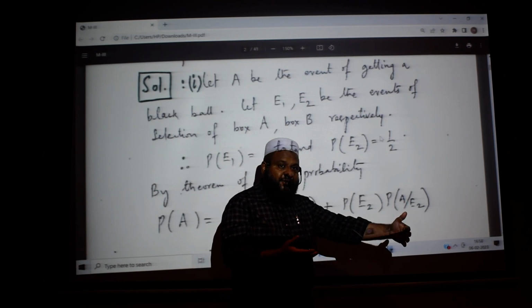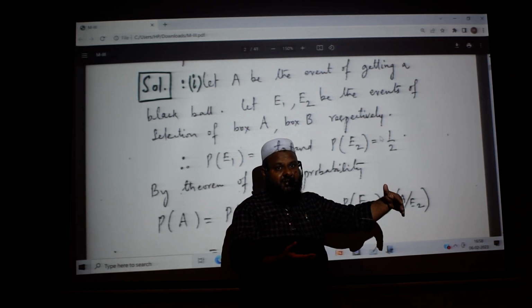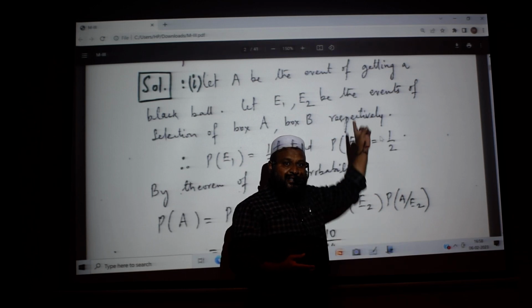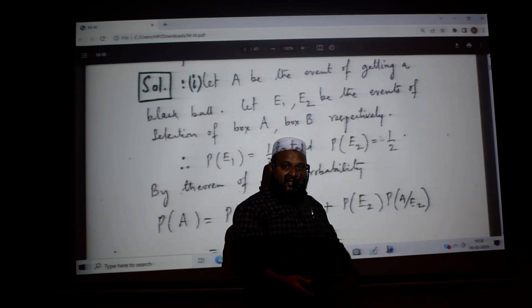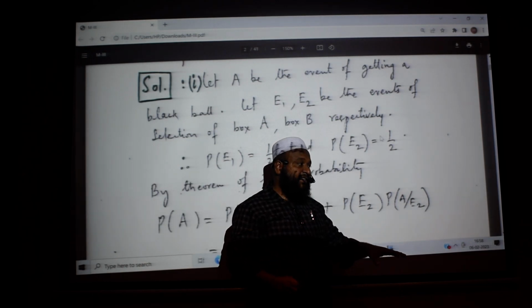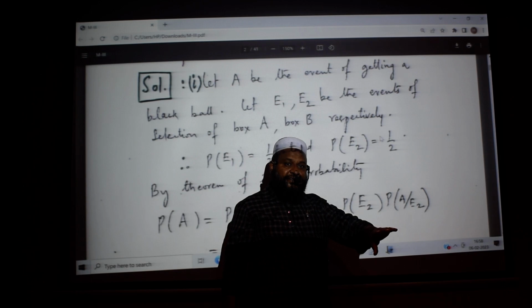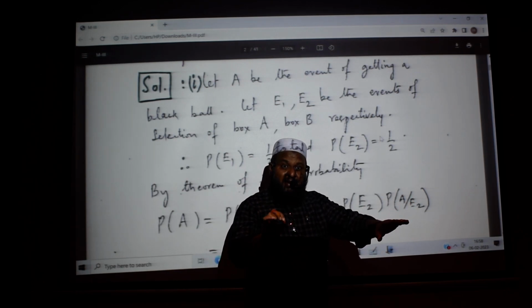And in the background, box selection, it may be box A, it may be box B. That I am calling E1 and E2, which we have done as B1 and B2. Here I have just changed the names. So what is E1? E1 is the event of getting box A. E2 is the event of getting box B. And A is the event of getting a black ball.